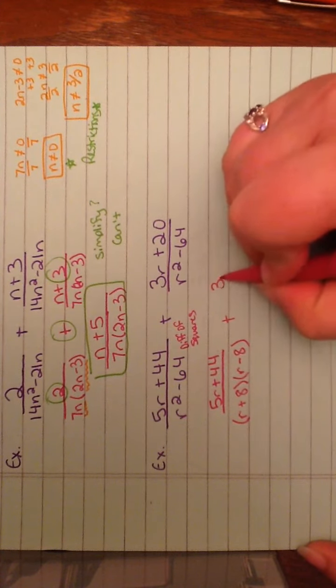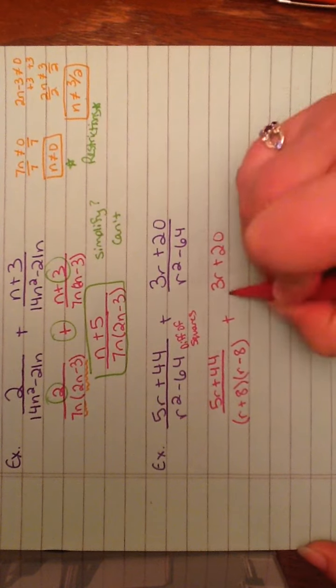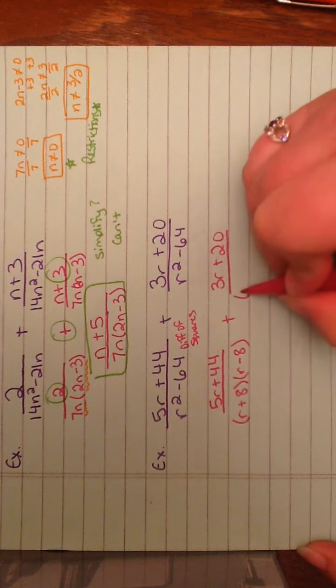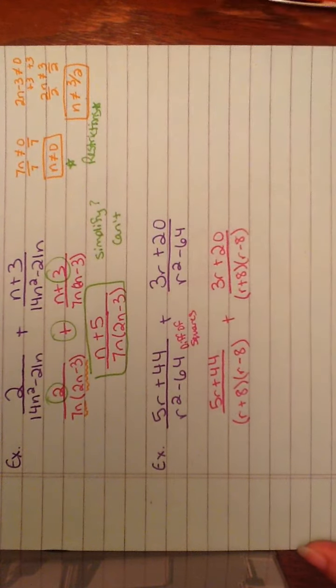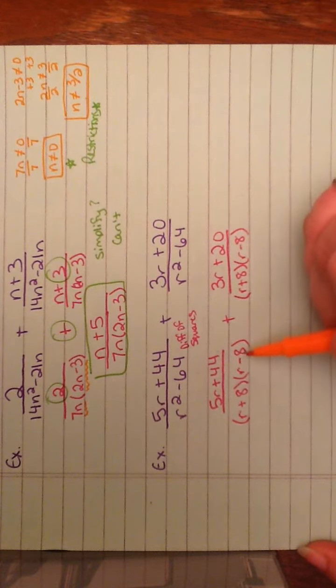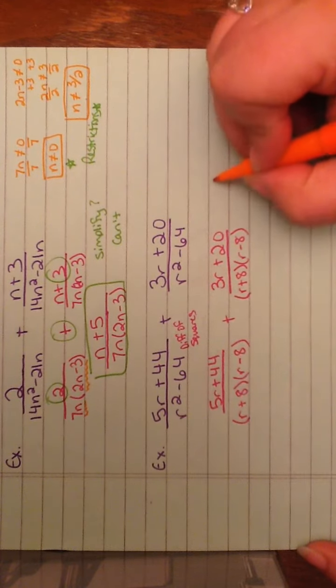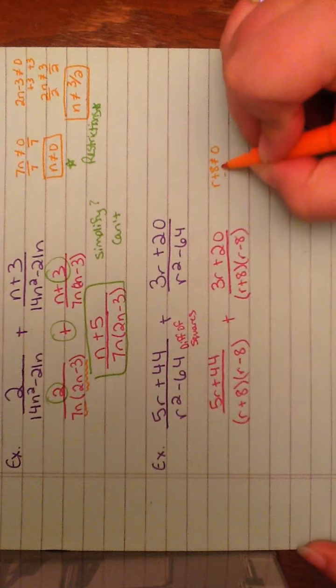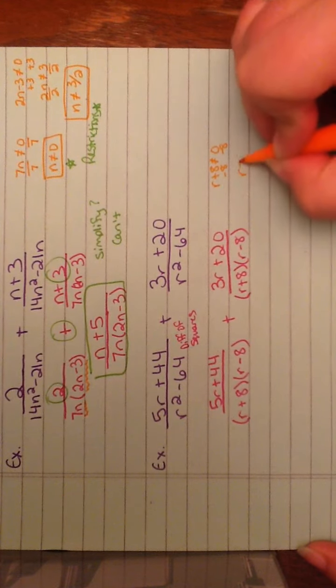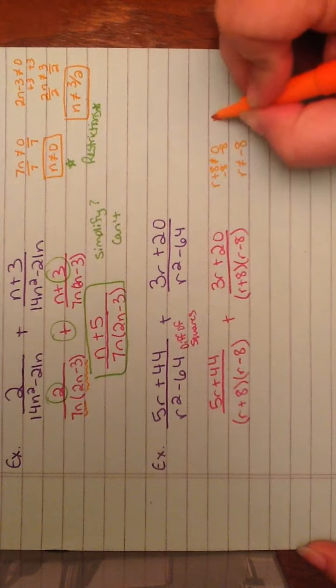Now in this fraction, we keep our numerator exactly the same. It was the same denominator, so it factors the same way. And then we have factored. So once we've factored, we need to list our restrictions. So r plus 8 has a variable in it, so we set it not equal to 0 and solve. So r cannot equal negative 8.